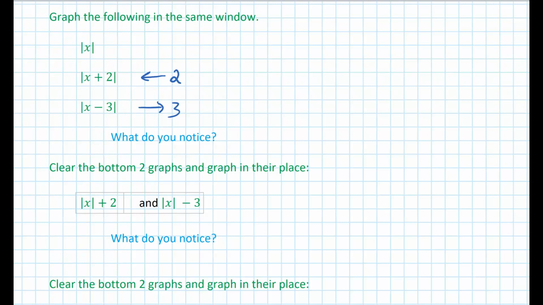Okay. Stella was ready already. What happened with the plus 2 on the outside? When you go outside, it goes up and down on the y-axis. Okay. So this goes up by 2. And what happened with the minus 3? It went down by 3. Okay, go ahead and delete those bottom 2 graphs.